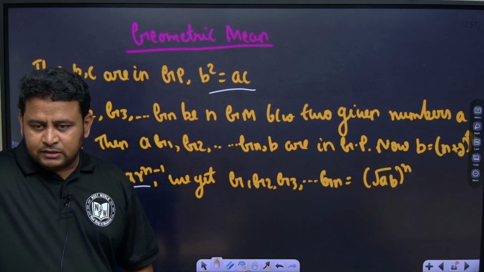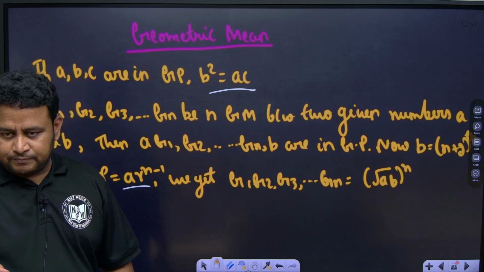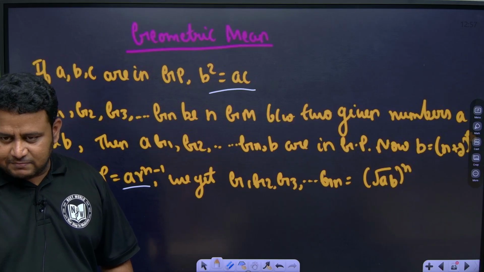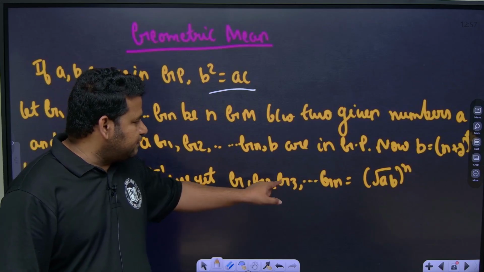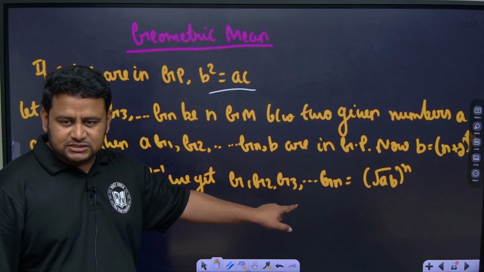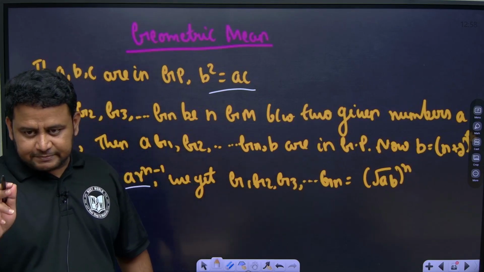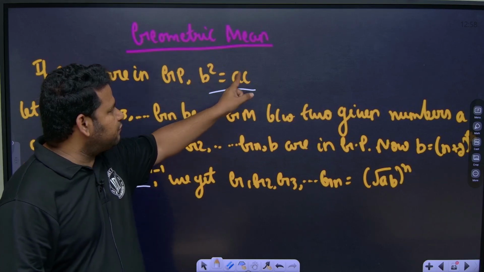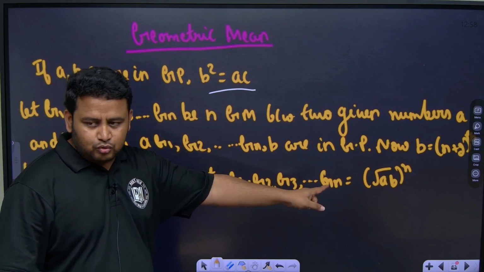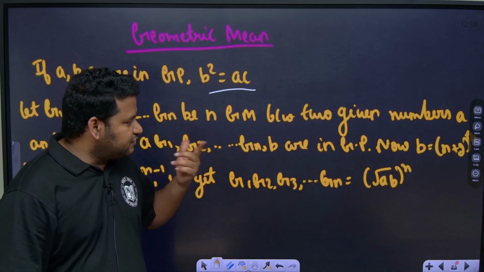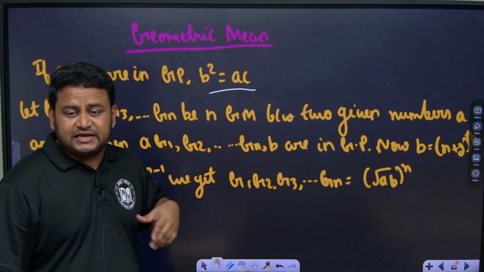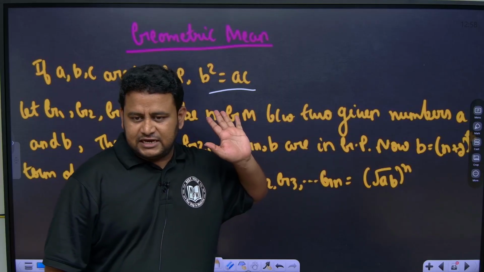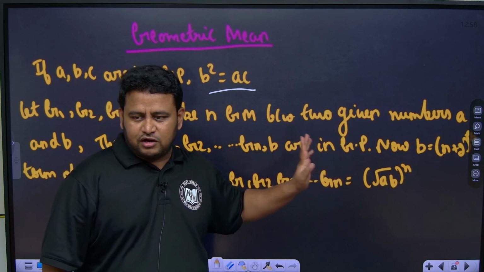There I told you the arithmetic mean is A plus B divided by 2, and for n arithmetic means it is n times A plus B divided by 2. But here, for geometric mean, it is given by root of AB. Same as B squared equals AC giving root of AC, we get root of AB. If there are n geometric means, the product is given by root of AB to the power of n. Clear?